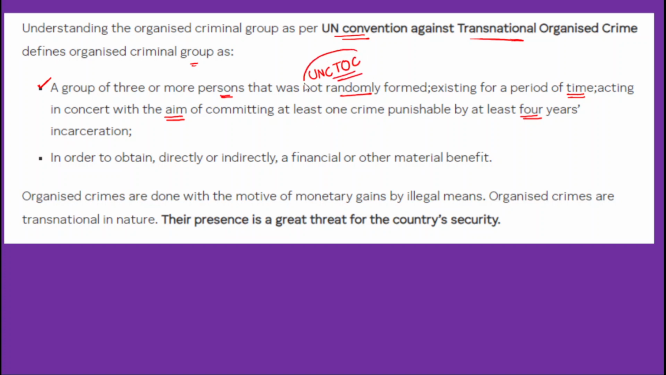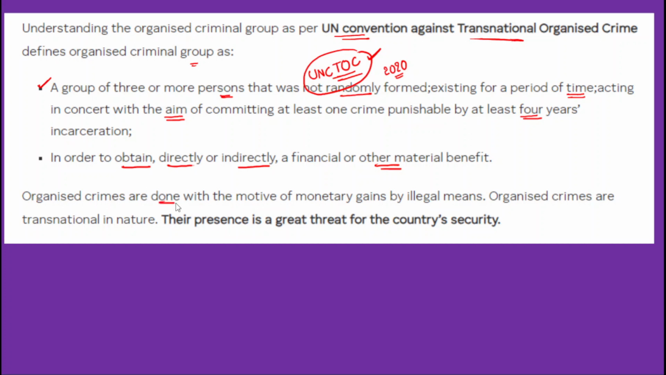Please understand, this UN Convention on Transnational Organized Crime was also asked by UPSC in the prelims examination in the year 2020. So you can identify a kind of convergence between the prelims and mains examination of what UPSC has been asking. Secondly, in order to obtain, directly or indirectly, financial or other material benefit. So this is also a definition of an organized criminal group given by the United Nations Convention against Transnational Organized Crime.